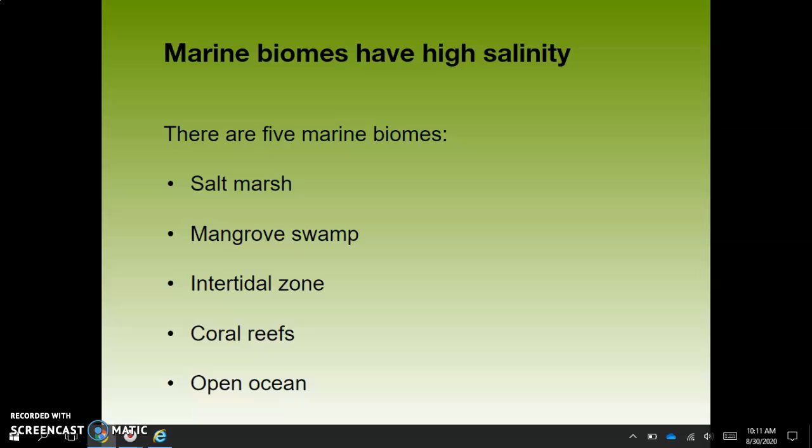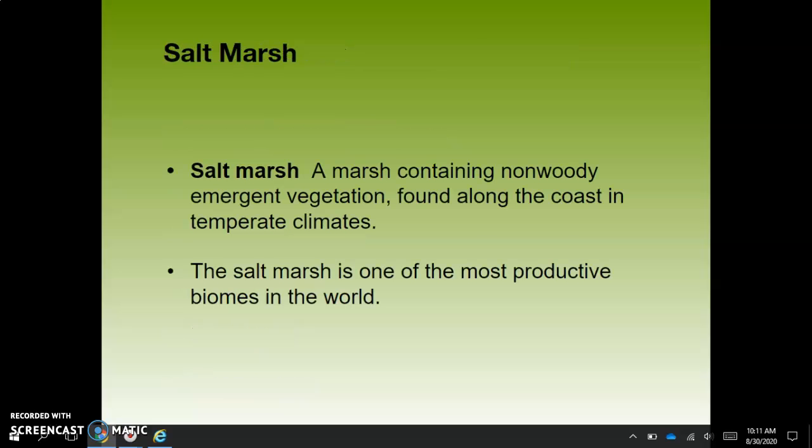And then those are your freshwater. So now let's talk about your marine biomes. There are 5: salt marshes, mangrove swamps, intertidal zones, coral reefs, and then open ocean.